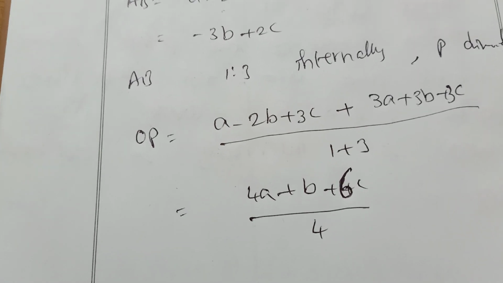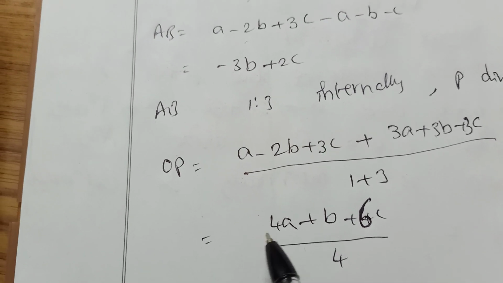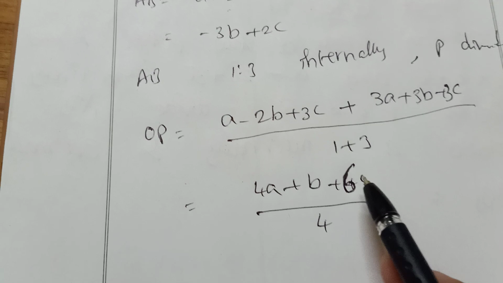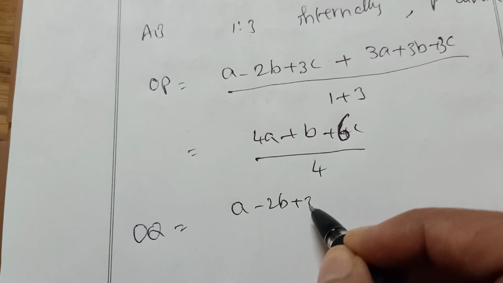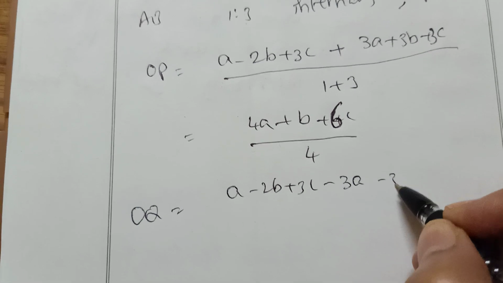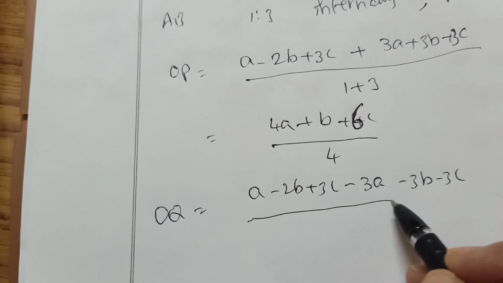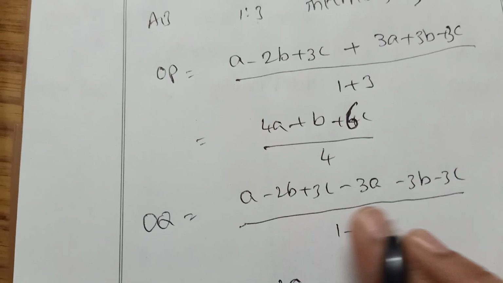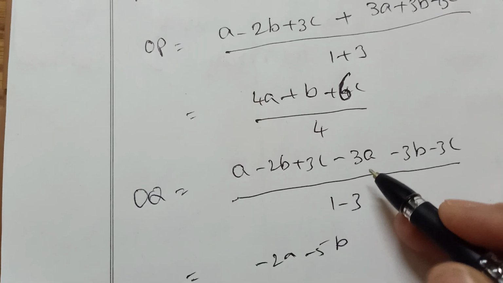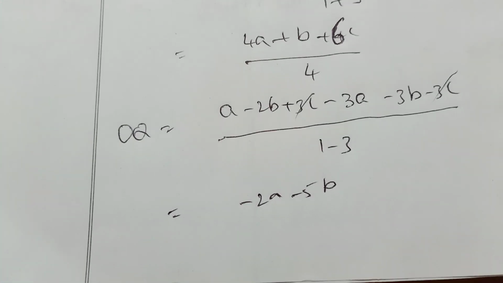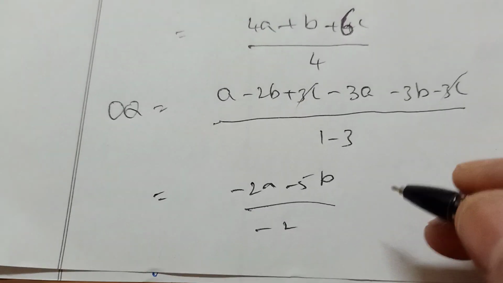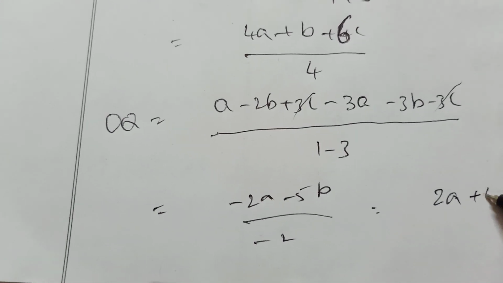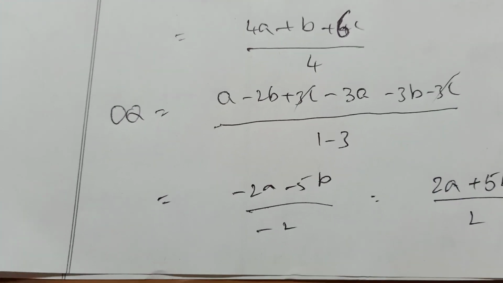Similarly for point Q, we do it externally. Externally means minus, divided by 1 minus 3. Write a minus 2b plus 3c minus 3a minus 3b minus 3c, divided by 1 minus 3. That gives minus 2a minus 5b, the c cancels, and the minus cancels. Then 2a plus 5b by 2. This is OQ.